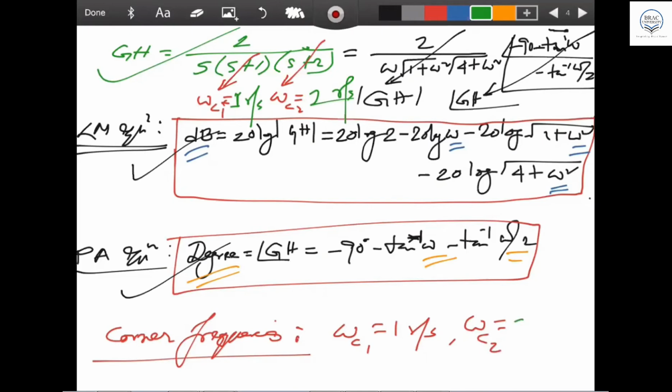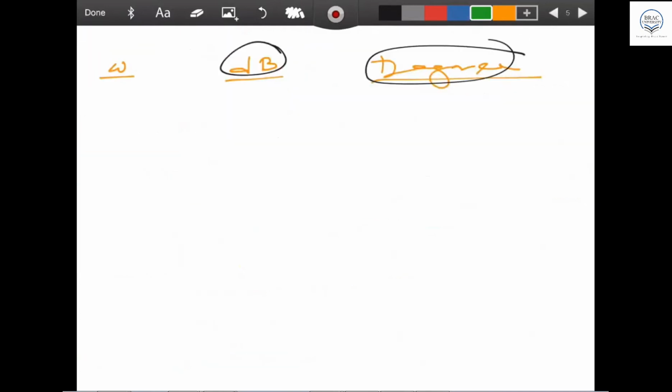Okay. Now look, 2 radian per second, and this is 1 radian per second. These are the 2 corner frequencies we are having in our example. And for calculation, we have to consider these 2 corner frequencies. Omega C1 is equal to 1 radian per second. Another one is omega C2 equal to 2 radian per second. Finish your job. Now you have to calculate this for these 2 frequencies, not like last time, 0 to infinity, 1000 points you have to calculate during the polar plot.